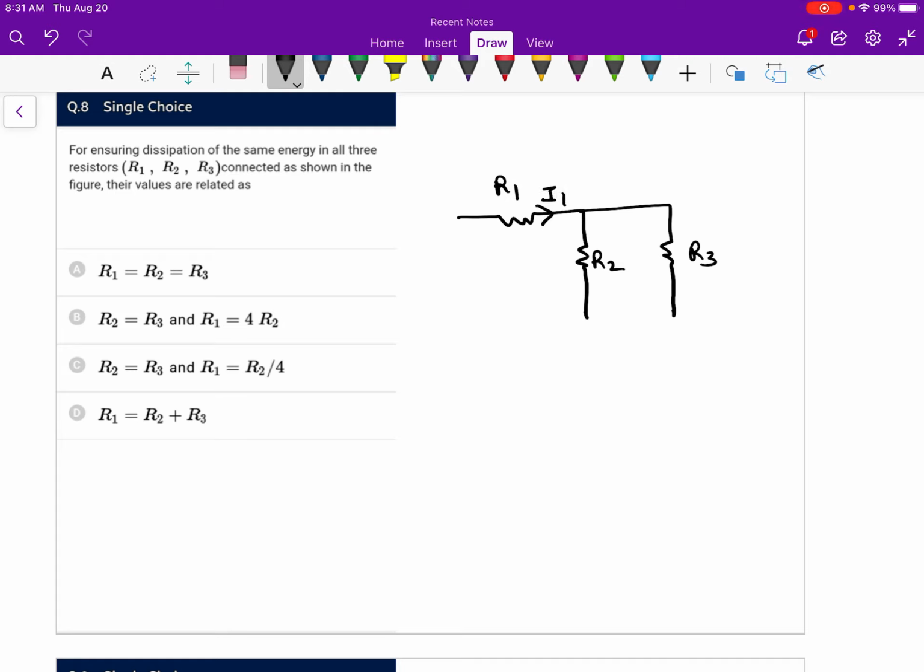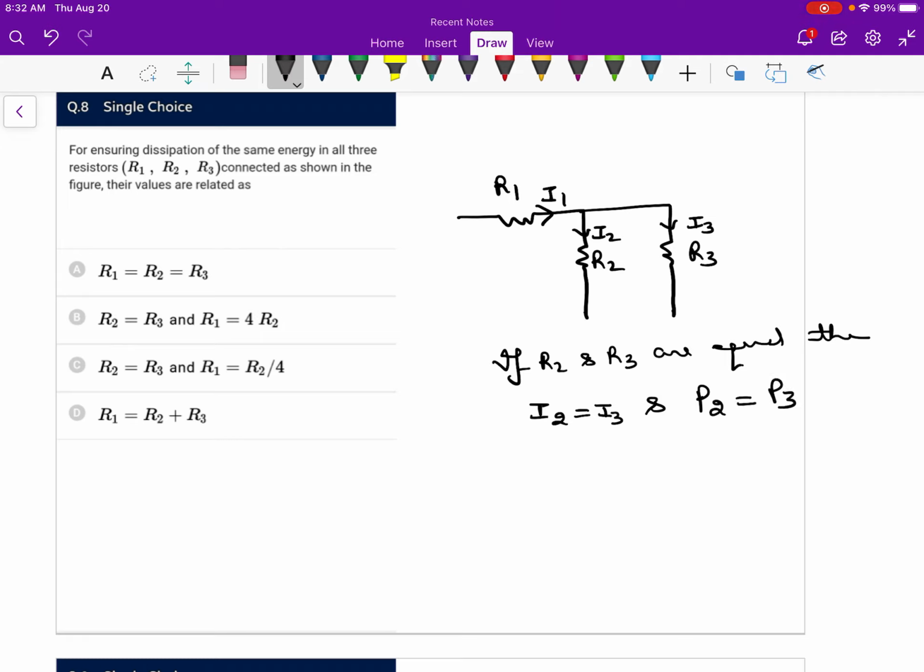So this is I1, this is I2, this is I3. If R2 and R3 are equal, then I2 will be equal to I3 and P2 equals P3. Okay, now since R2 and R3 are equal, so I2 equals I3 will be equal to I1 by 2.